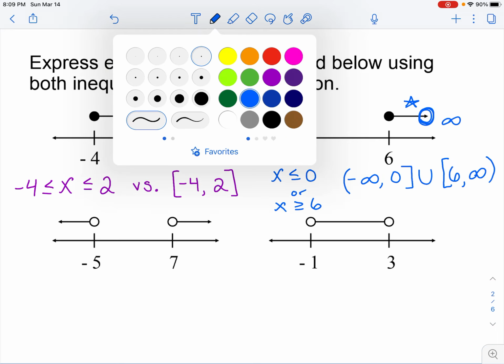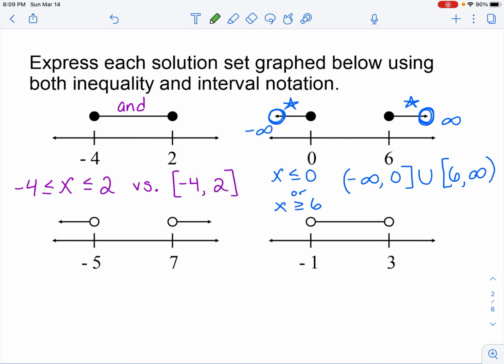Alrighty, for the third one, this is an or inequality because they're facing in opposite directions. And I have open circles now instead of closed circles. So now everything would be parentheses. There's no more square brackets. For inequalities, I would have x is less than -5 or x is greater than 7. From an interval standpoint, this is negative infinity and positive infinity.